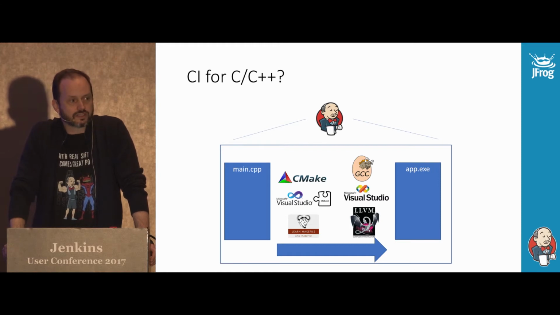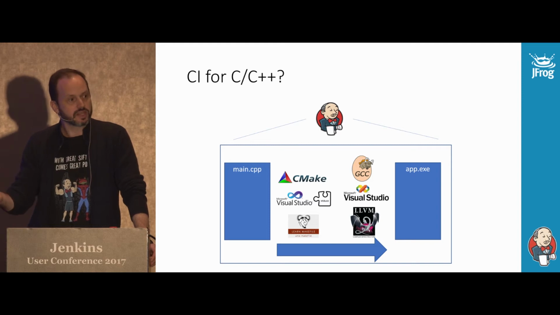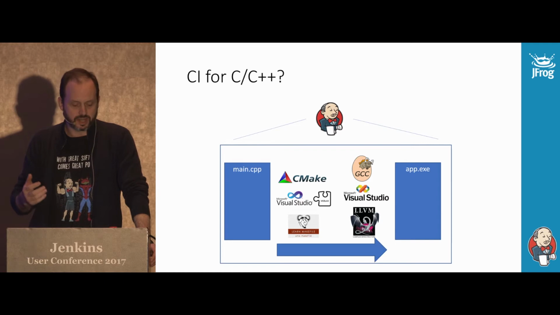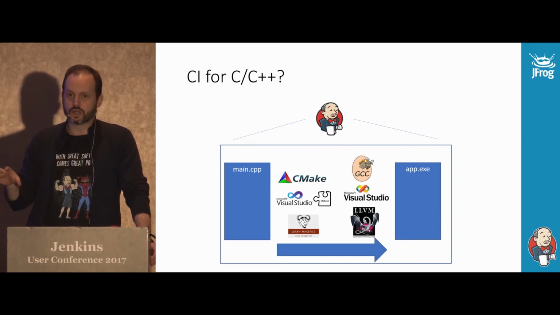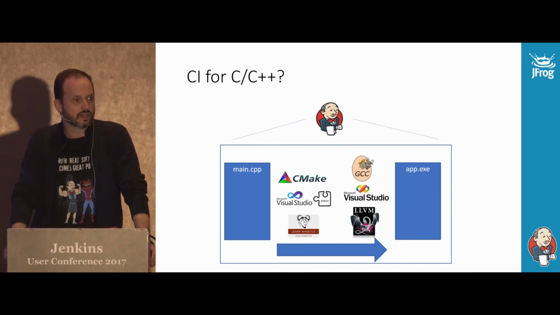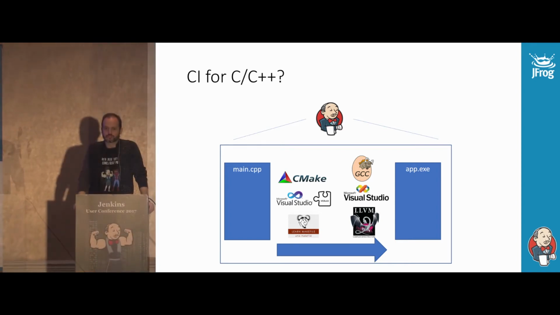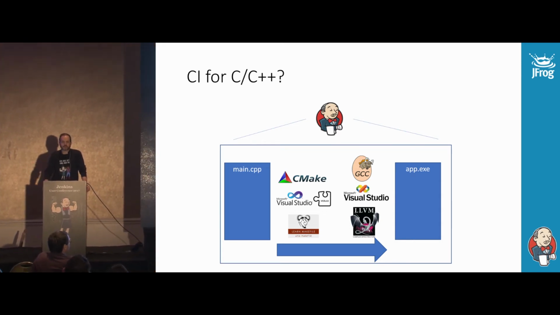So how does a continuous integration flow work for C and C++? We can have a Jenkins there, and we can have a main CPP application. Jenkins can fire any build system like CMake or Visual Studio, Makefiles, whatever. That in turn will use the compiler we want to use: Visual Studio in Windows, GCC in Linux, Apple Clang in OS X, for example. And we will end with a final application. And that final application, Jenkins can put it in Artifactory or upload elsewhere.